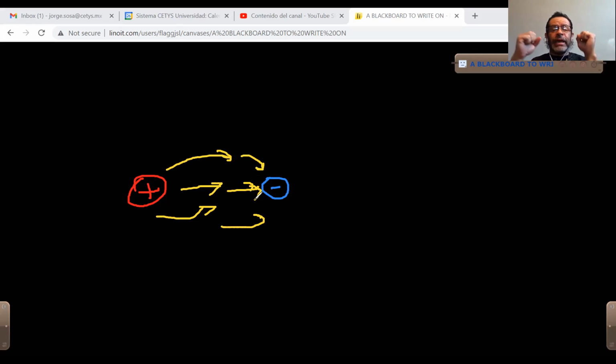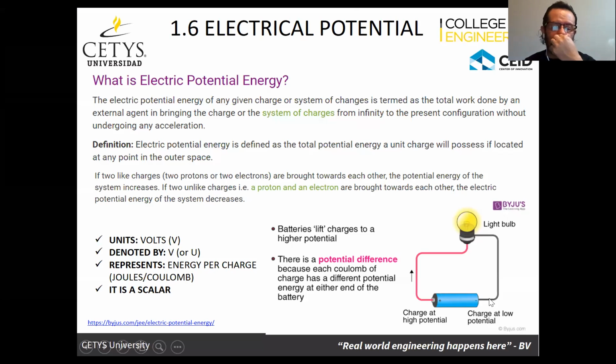So if I have a positive and negative, or charges that have different signs, then actually it's going to be easier to move one from one point to the other because there's going to be an attraction. If I try to separate them, that's where the problem occurs, that I need more energy. And so this is reflected in this concept of potential. So basically, what happens with a battery?